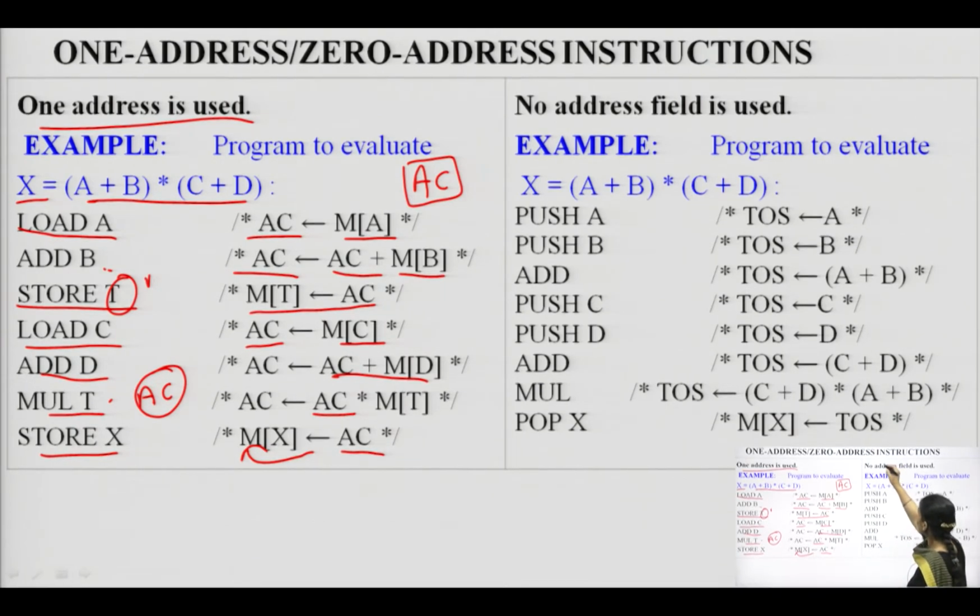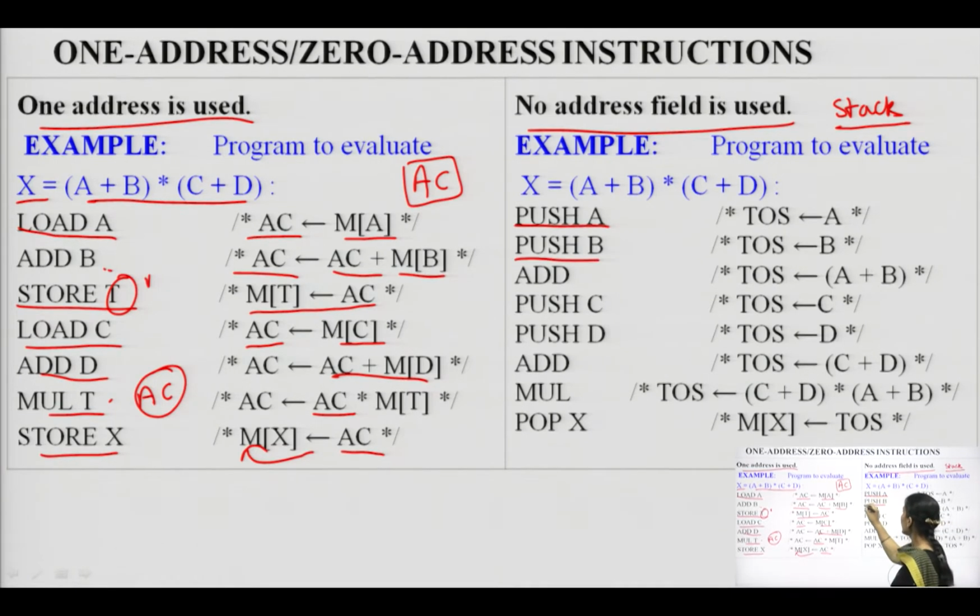Moving on to the zero address instruction, it says that no address field is used. These types of instructions are used in stack organization, where I will only write push and pop. So, for solving A plus B cross C plus D, firstly its RPN value will be written, that will be AB plus CD plus cross.